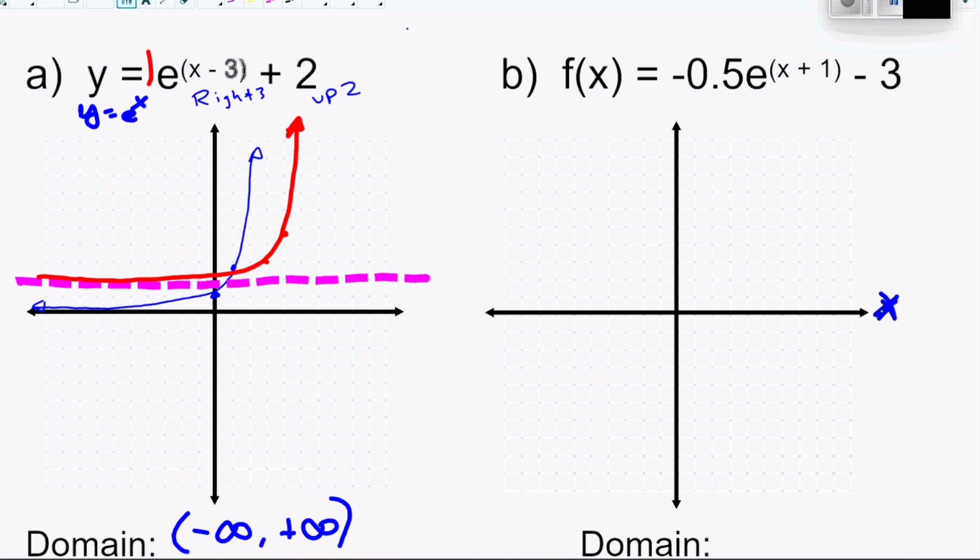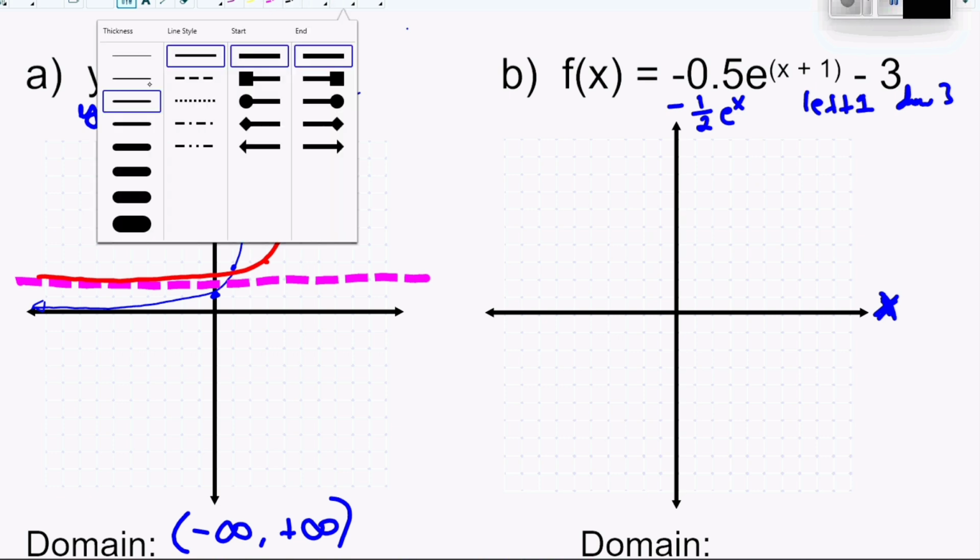Okay. And also this would be like saying negative 1/2 e to the x is my original function. And then the plus 1, this one is left 1 spot, and it's also going to be down 3. All right, so it's left 1 and down 3 compared to the original. So let me graph the original first. I think I used blue last time. I'll do that again.